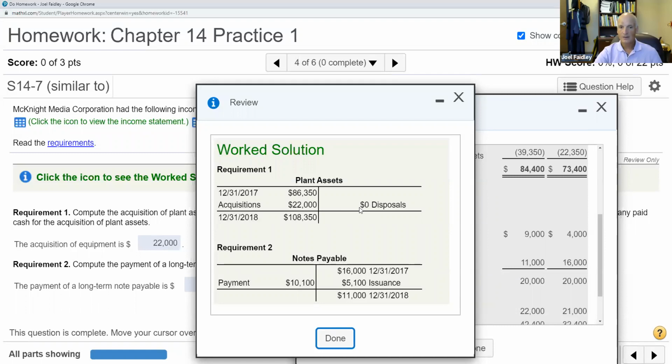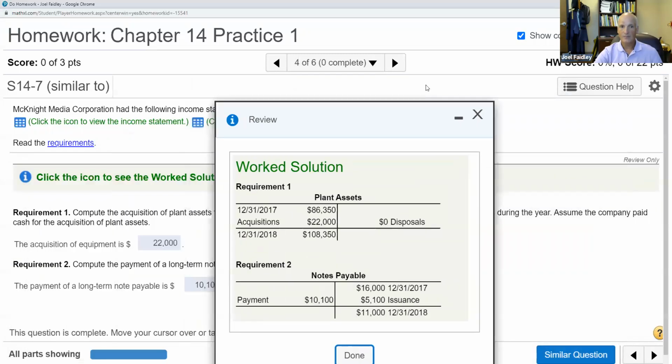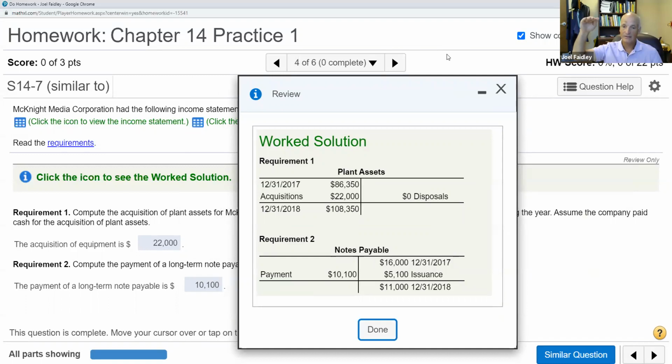All right, what about my notes payable? So there's my $16,000 to begin with. All right, and there's my ending balance. But it also says there that we issued a $5,100 note payable. So if I issue the note payable, means I have a debit to cash and a credit to note payable. There's my credit from the general journal that's been posted to my general ledger. So 16,000 plus 5,100 is 21,100. So I'll get from 21,100 to 11,000. There's got to be a debit. Right? 16 plus 5,100 is 21,100. And if my ending balance is 11, that means I made a payment of 10,100.